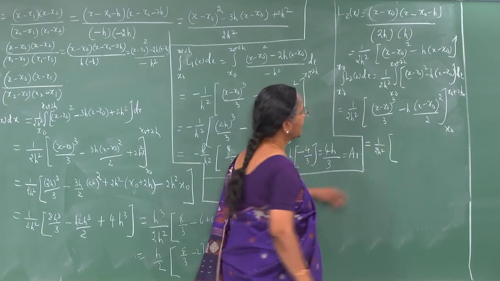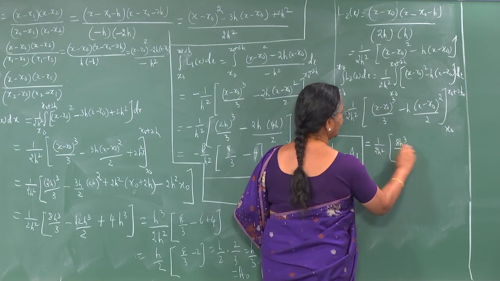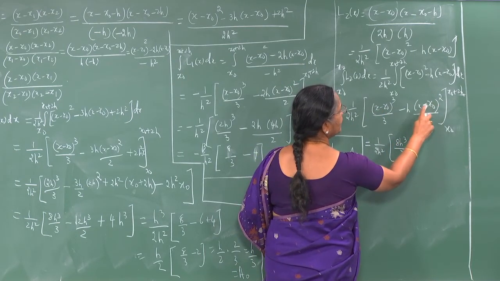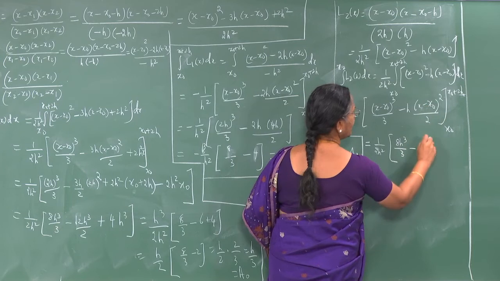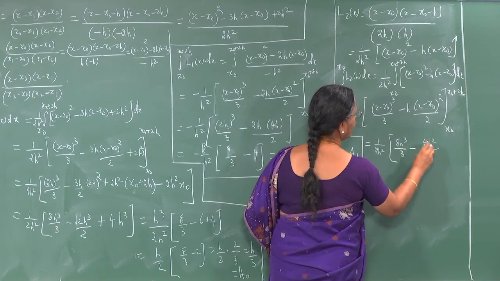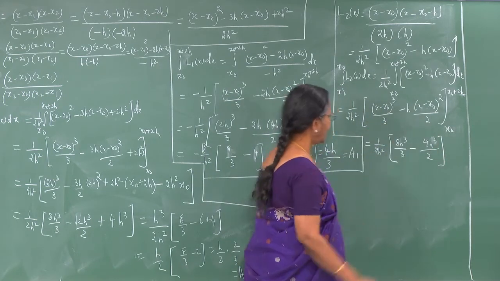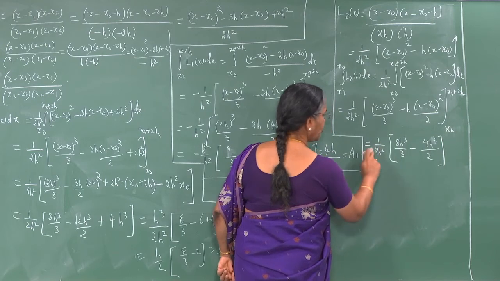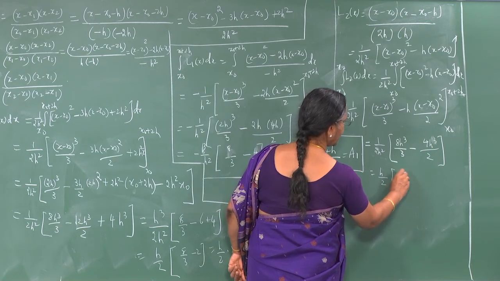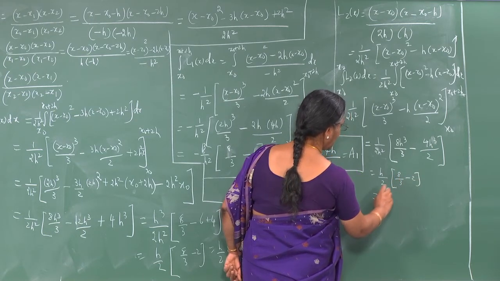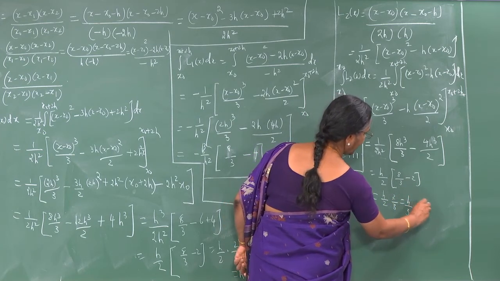So, 1 by 2h square, at the upper limit, this will give you (2h) the whole cubed, so 8h cubed by 3. Then x minus x0 will be x0 plus 2h minus x0, so (2h) the whole square divided by 2 into h. So, this will be h cubed. At the lower limit, they vanish. So, this gives you h cubed by 2h square, so h by 2 into 8 by 3 minus 2. So, h by 2 into 2 by 3, and the constant is h by 3.